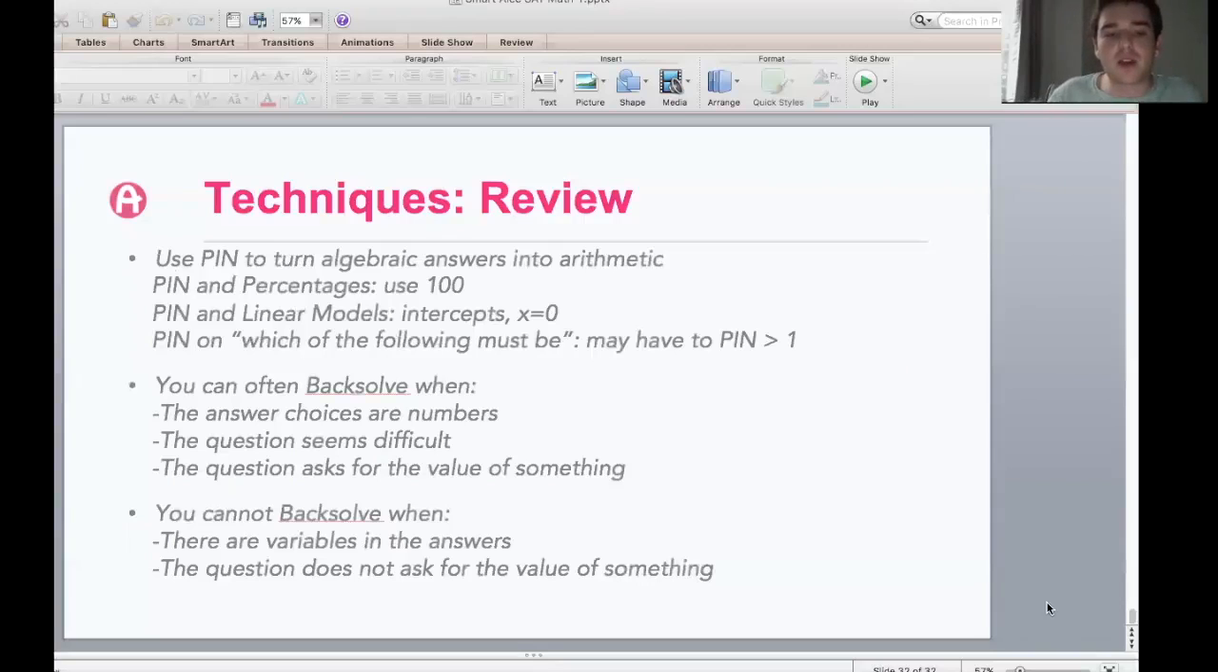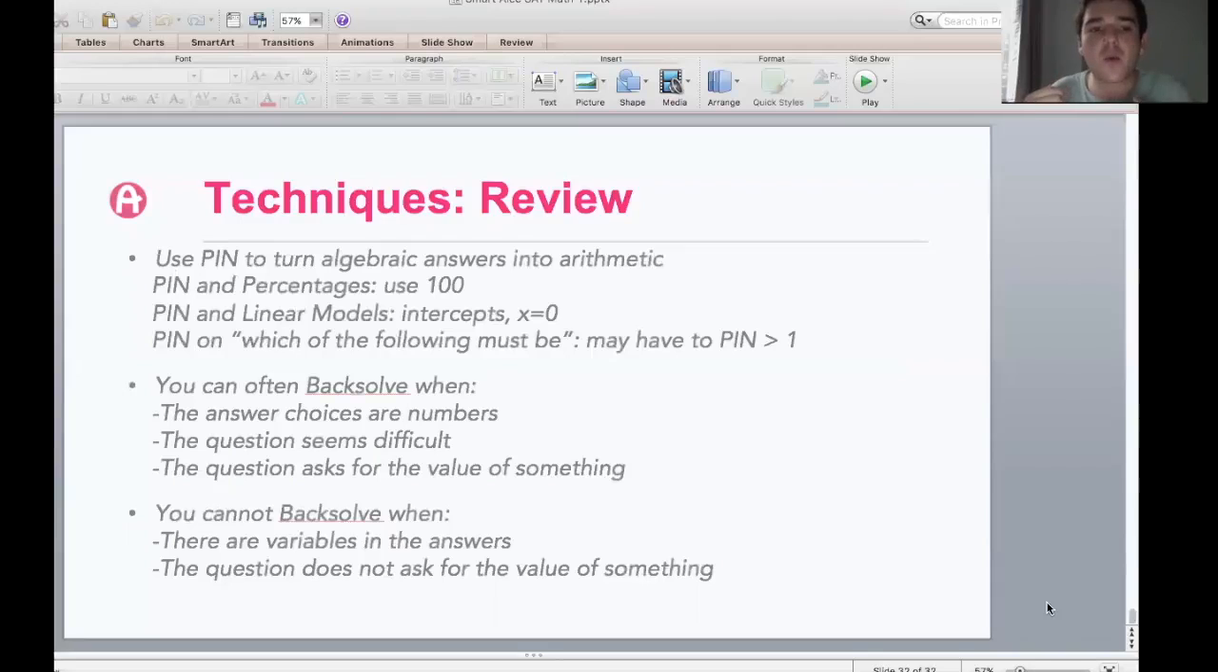Then with back solving, the idea is that you're taking the answers they give you and putting them through the functions of the question. And you know that it's a back solving question typically when the answer choices are numbers, when the question is difficult and you don't see an immediate path of how to solve it, and the question is asking specifically for the value of something. You can't back solve when there are variables in the answers. So PIN and back solving very rarely actually overlap. And you can't back solve when it's not asking for a value.